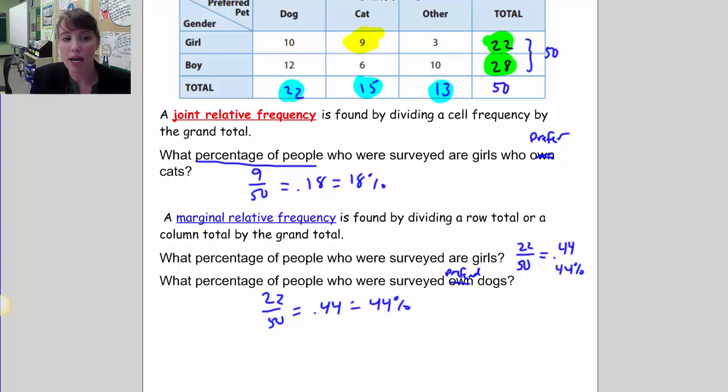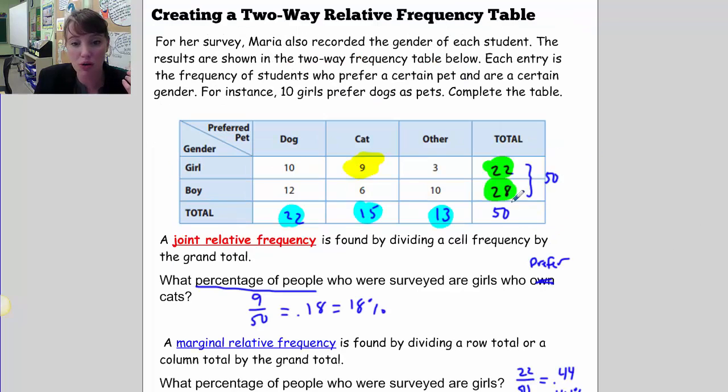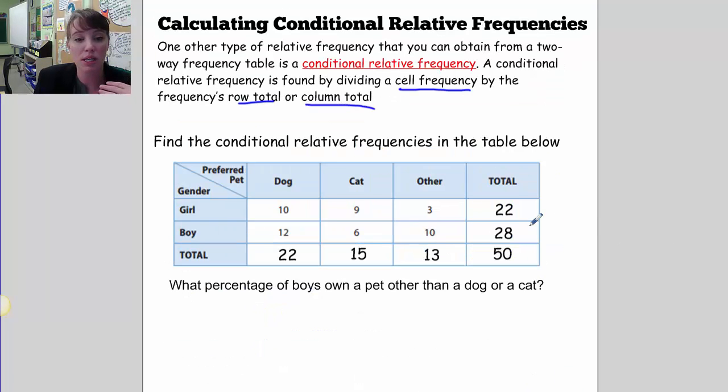Now, a conditional relative frequency is the next category. The way that you get this is dividing a cell frequency by a row total or a column total. What's different about this is that we're no longer using the grand total to divide by, like we did in all of these examples. We are using the row total or the column total.